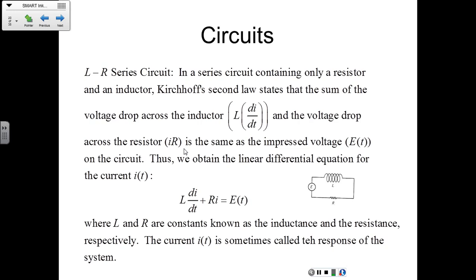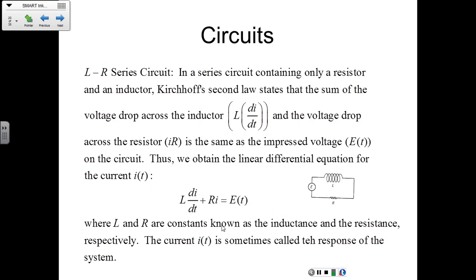See, I remember Ohm's law or something like that. I've seen that before. I know this. I've heard these words before. Is the same as the impressed voltage E of t on the circuit. Thus, we obtain the linear differential equation for the current I of t. So here's a linear equation. You would put those values in their correct respective places.